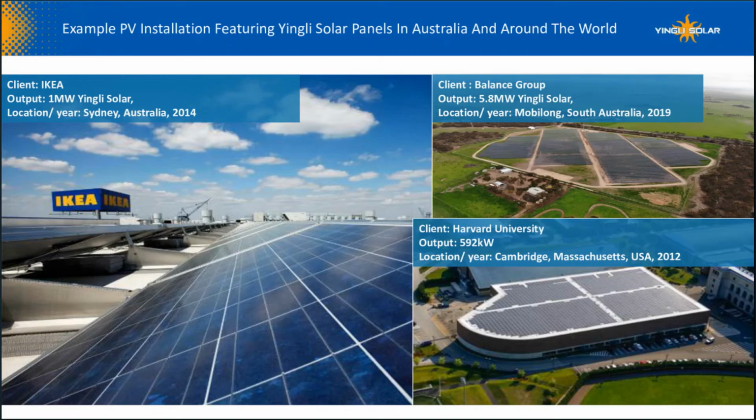Here we can see good examples of big brand names like IKEA choosing to use Yingli modules for their facilities in Sydney. It's a 1 megawatt rooftop system installed back in 2014. Another system, a 592 kilowatt system installed on the Harvard University facility in the US way back in 2012. And another smaller utility system at 5.8 megawatts in South Australia, which was installed in 2019.